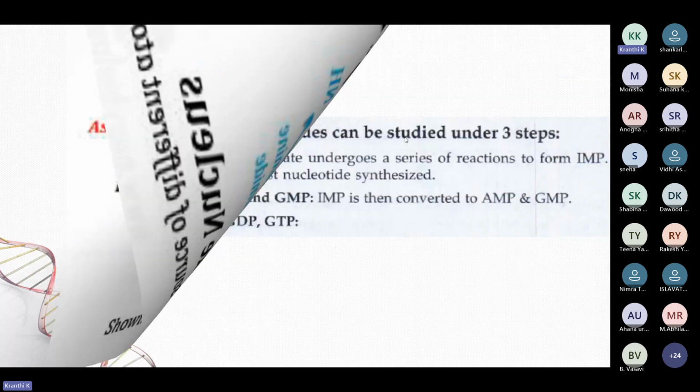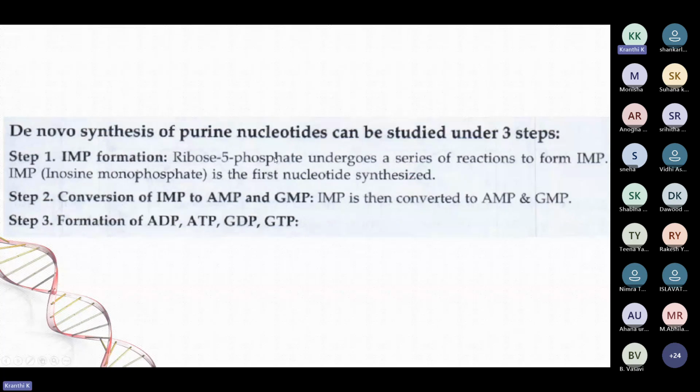Now there are three steps to create the purine nucleotides. One is IMP formation. What is IMP formation?